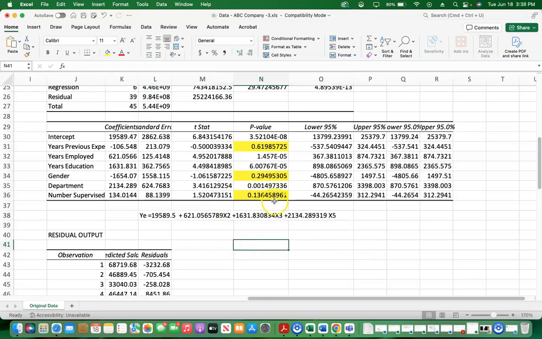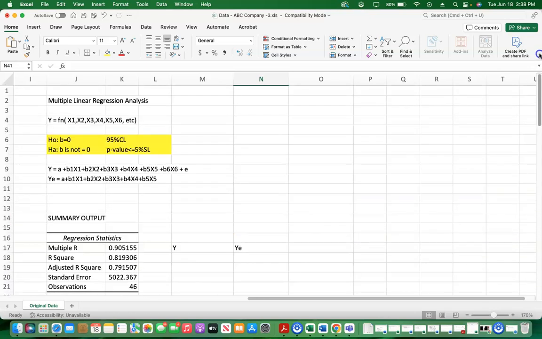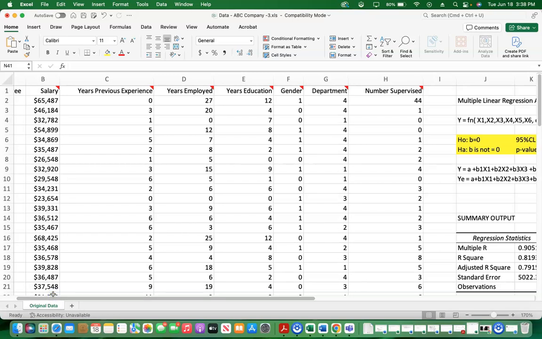So you can try by yourself to consider 2 or 3 factors. You can take salary as a function of years of previous experience and years employed, or you can take years employed and years of education, or years employed and gender, years employed and department, or years employed and number supervised. So you can mix them up, or you can look at a few of these or even all of them and see what kind of results you're going to get.